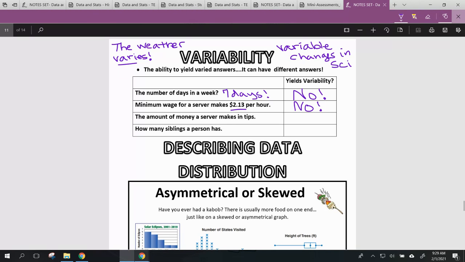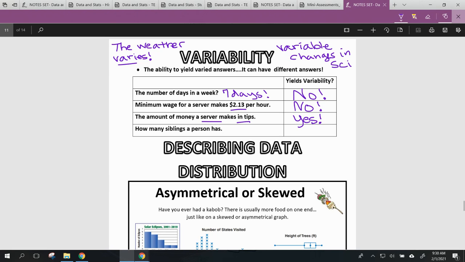Now, if we ask those same servers at the end of the day how much money they made in tips, are they all going to have made a different amount in tips generally? Unless they're at one of those places that split tips, but that's not the norm. Most servers are going to make a different amount. One person might say, I only made $30 today. Somebody else might say, I made 120, and so on. So this does yield variability because they have the potential to give us different answers.